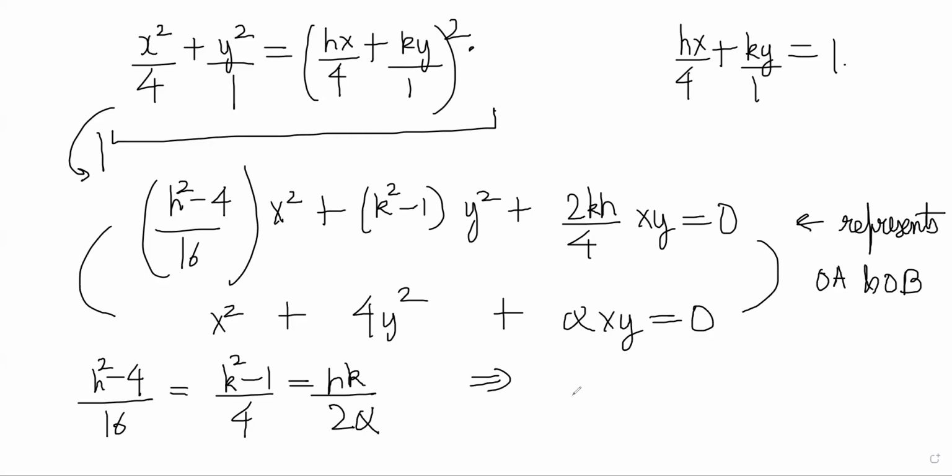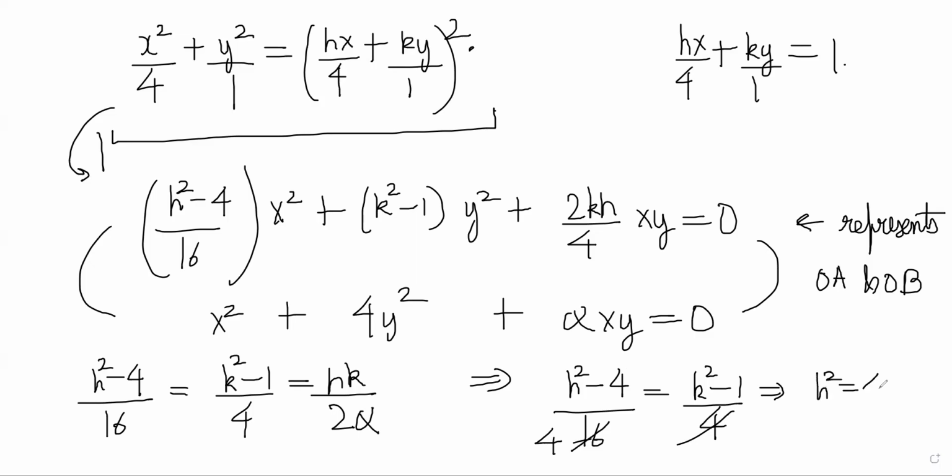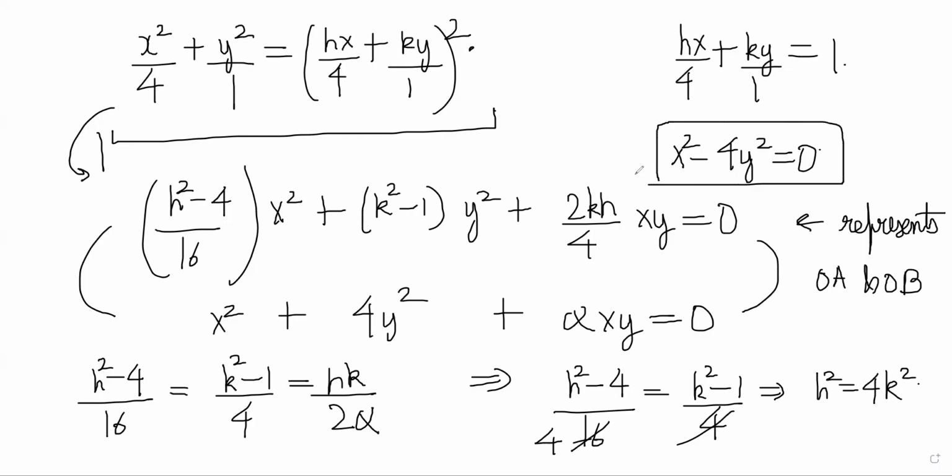And from here, we can easily see that (h² − 4)/16 = (k² − 1)/4. So we are getting 4 here, and you are getting 4k² − 4 = h² − 4. So h² = 4k². And the pair of straight lines is x² − 4y² = 0. This is the equation of the locus of the point P (h, k), which was the point of intersection of tangents. So this becomes my required locus, and that should be the answer.